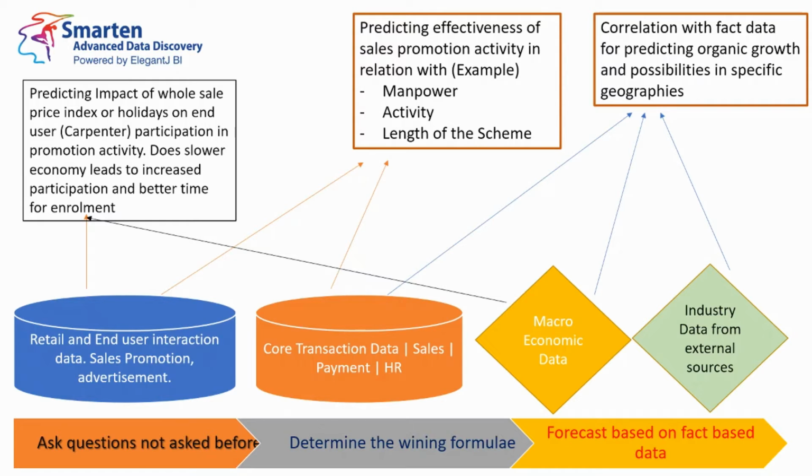Say for example, if you are in the business of selling paints, you would rather look at the cement industry, link it up and correlate it, see how the cement industry has been performing compared to your business, and draw a relationship and make a forecast for organic growth.